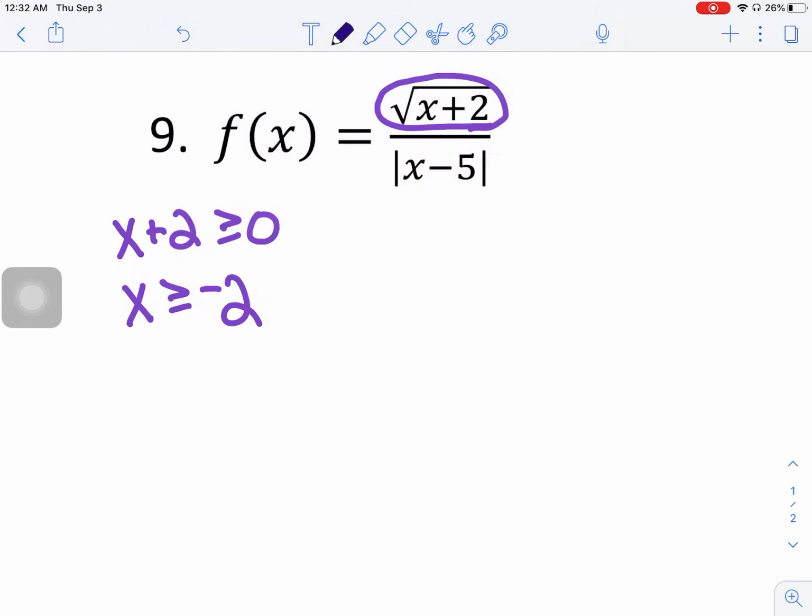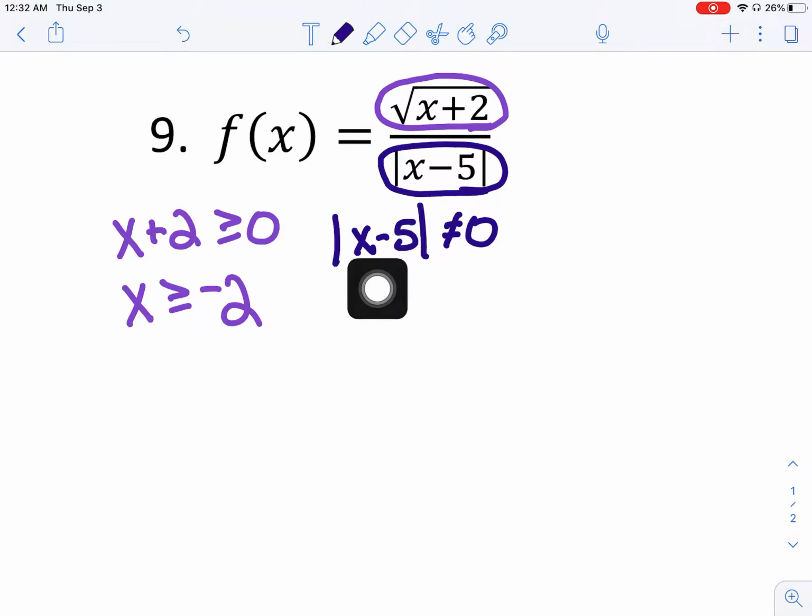Separately, I want to focus on the denominator. So I've got the absolute value of x minus 5 cannot equal 0. So think to yourself, what value, when you put it in this expression, would create a 0 for you? And there's only one value there. That's x is 5. All right, so x cannot equal 5.